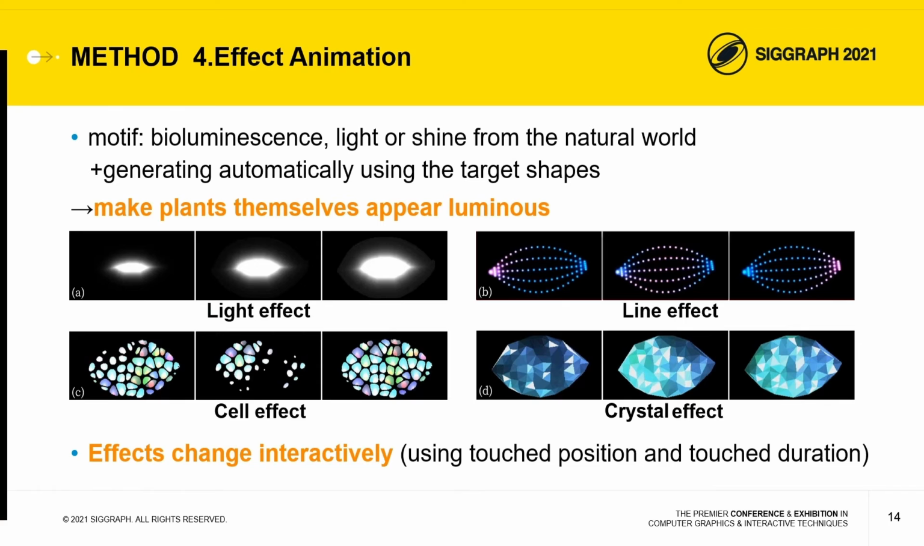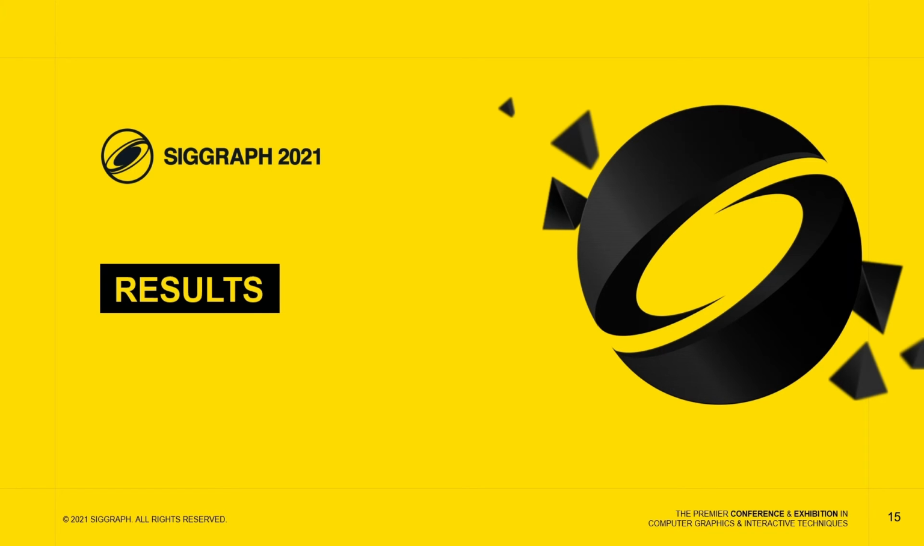We propose 4 effect animations of light, line, cell, and crystal. Each effect animation changes interactively using detected touch event. Then, we'd like to talk about each effect animations. Next, I'd like to talk about the results of our method with result movies.